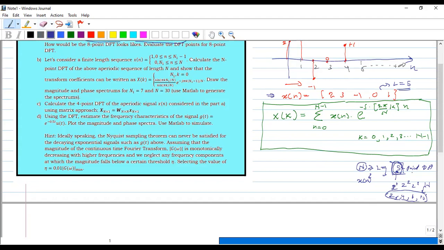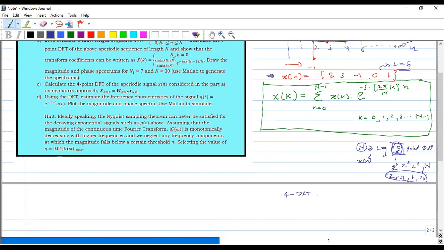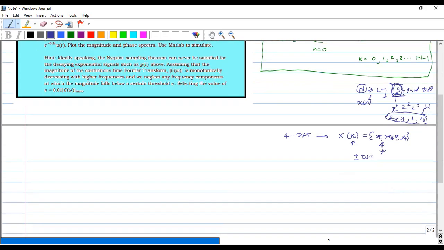Anyway, we can calculate the 4-point DFT, no issue. Then we will get some frequency domain samples. There should be 4 samples, X1, X2, X3, X4, and so on. You can try performing the IDFT for these frequency domain samples. I think you can understand what I'm saying.